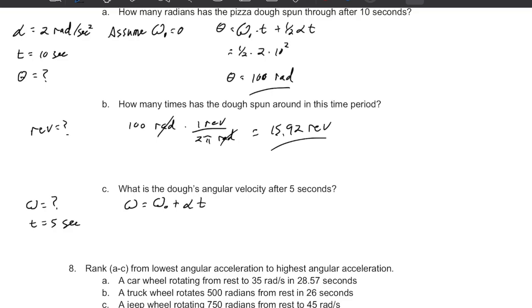So using our WOTAT equation, final angular velocity equals initial angular velocity plus angular acceleration times time. Omega is equal to omega naught plus alpha t. Omega naught is 0, so 2 times 5 is 10 radians per second.